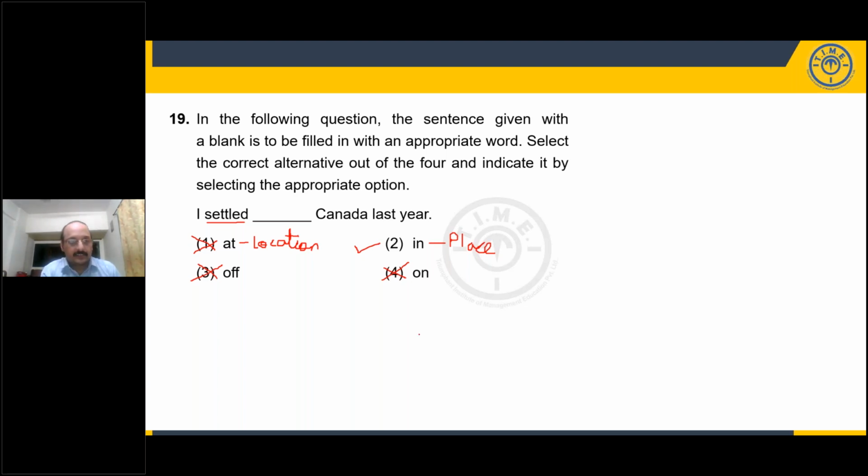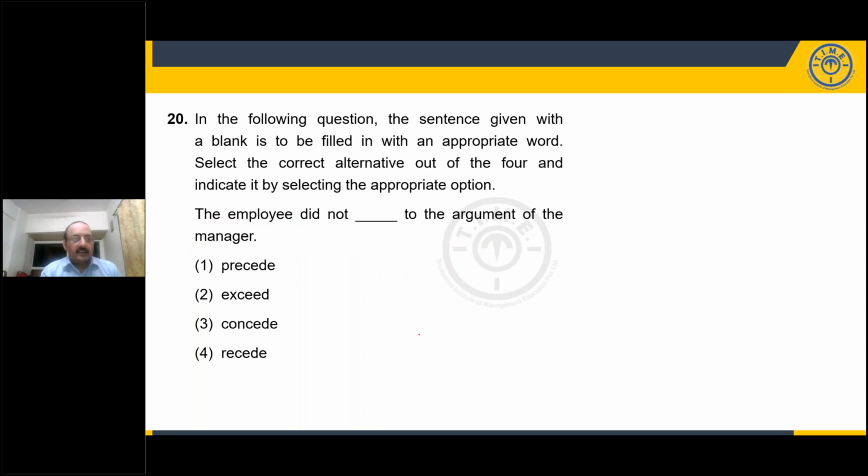All right, guys. Question 20: The employee did not dash to the argument of the manager. Turning something did not agree, or something like that. Precede, exceed, concede, recede. The root word seed means to move. So pre is before, like pre-visualization. So to precede is to come before something.